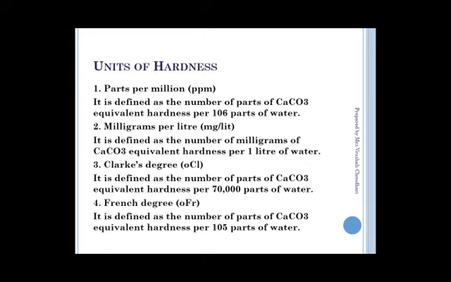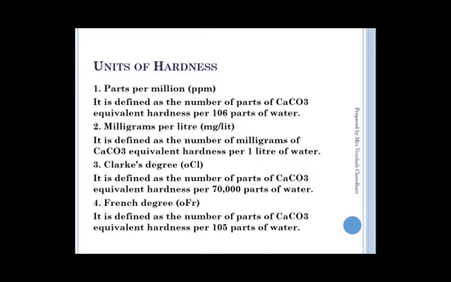Another unit is milligram per liter: how many milligrams of calcium carbonate are present in 1 liter of water? Another unit is called the Clark degree. It is defined as the number of parts of CaCO3 equivalent hardness per 70,000 parts of water. Then the French degree. These are the units of measuring hardness of water.